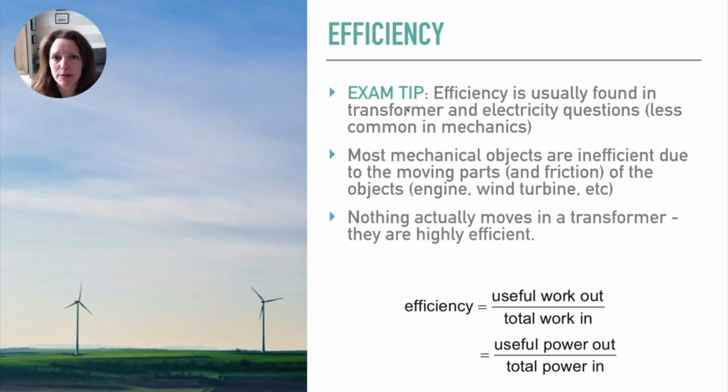When you have a transformer, all that's moving in a transformer is an alternating magnetic field, which is not a mechanical concept, it's an invisible field. Nothing actually moves in a transformer. It sometimes can heat up, so a little bit of energy will be lost to heat. But in general, a transformer tends to be highly efficient. You can get transformers up to 95% efficient.